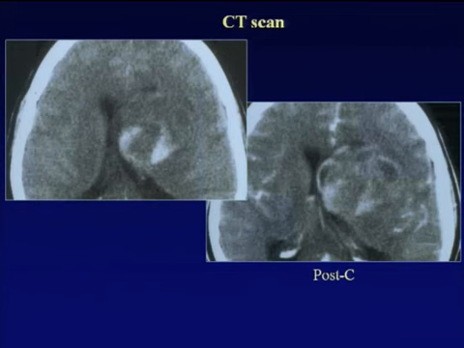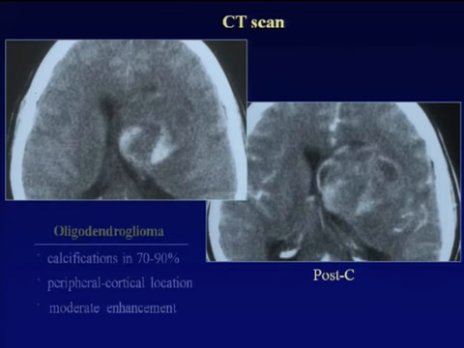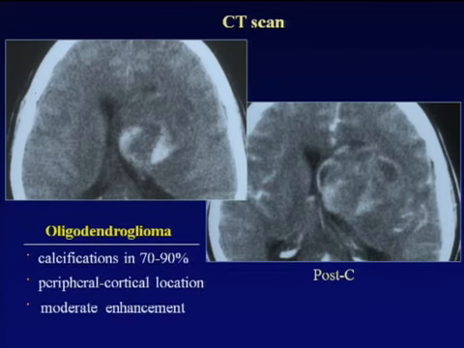Sometimes some imaging features are very pathognomonic, such as in this case, CT pre and post contrast. You see those abrupt, very large calcifications. So the first differential here is oligodendroglioma. You see the association is 70 to 90% of the cases. It's located peripherally and near the cortex, and typically has a moderate degree of enhancement.